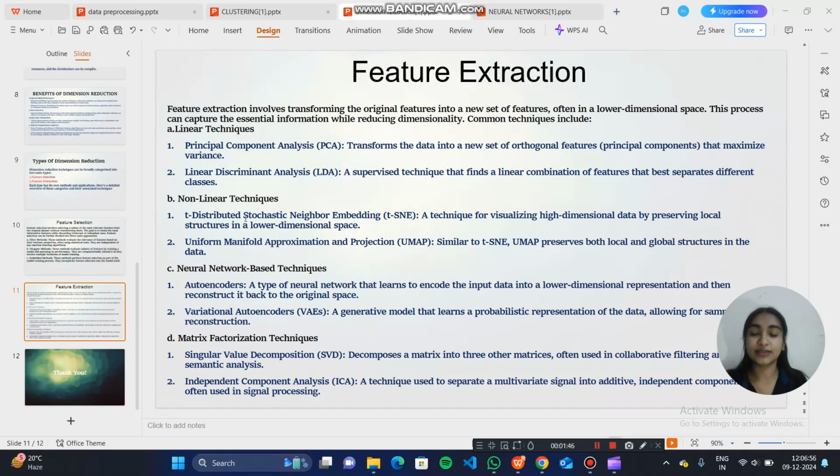Second, nonlinear techniques. t-distributed stochastic neighbor embedding, a technique for visualizing high dimensional data by preserving local structures in a lower dimensional space. Third, neural network based techniques. Autoencoders, a type of neural network that learns to encode the input data into a lower dimensional representation and then reconstruct it back to the original space. Fourth, matrix factorization techniques. Singular value decomposition decomposes a matrix into three other matrices, often used in collaborative filtering and latent semantic analysis.